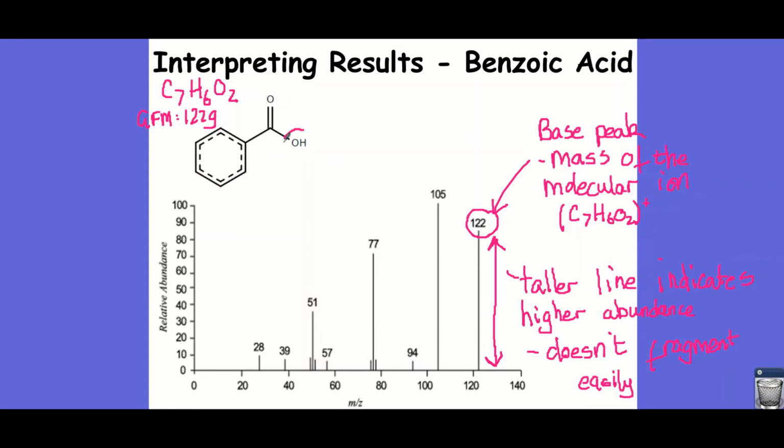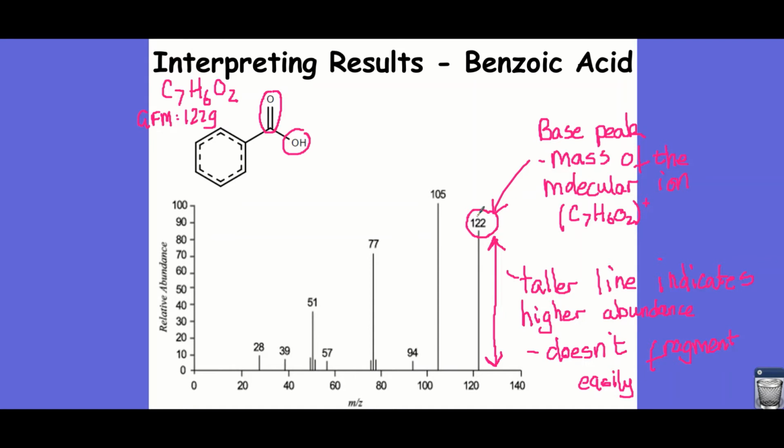We've got an OH group. We've got a carbonyl group. Together we have a carboxyl group. But other than that, there's not very much there that will fragment. Right, so let's analyse the rest of it.